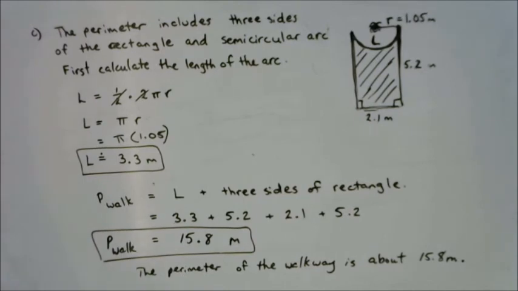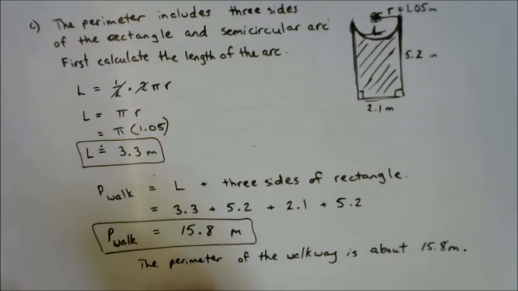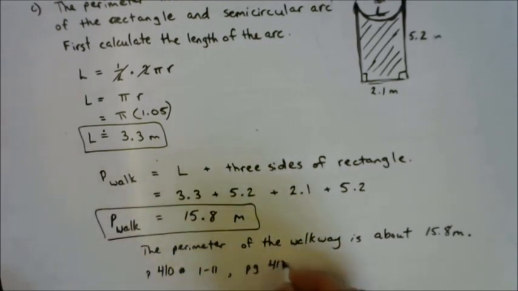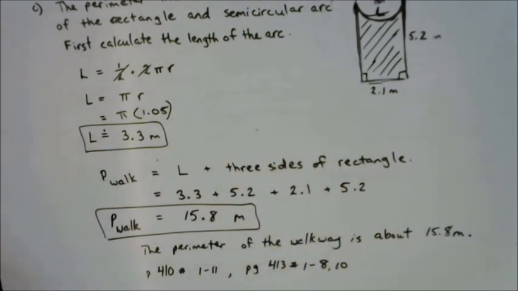Some of the key concepts. A composite shape, a composite figure, is made up of more than one simple figure. To determine the total area, you add or subtract the areas of the figures that make up the composite figure. In order to determine the perimeter of a composite figure, you need the distance around the whole figure. So okie dokie, your practice problems are on the bottom of that page. They're from page 410, numbers 1 through 11, and page 413, numbers 1 through 8 and 10.